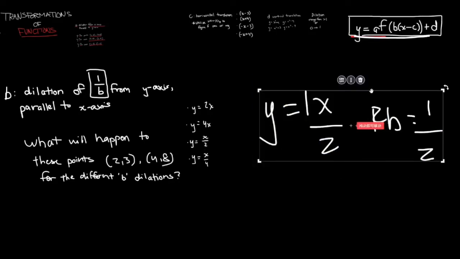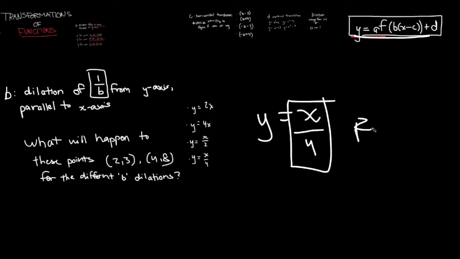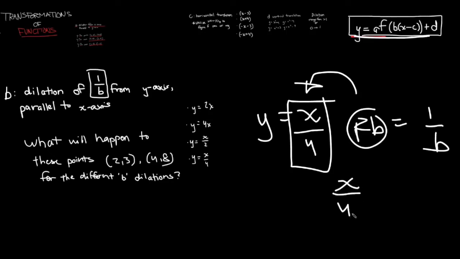For when y is equal to x over 2. So, when y is equal to x over 4, hopefully you've already realized the pattern. This is the result of b. RB equals 1 over b, and we know this is the result of b here. So x over 4 is equal to 1 over b, and we know that x is just 1.